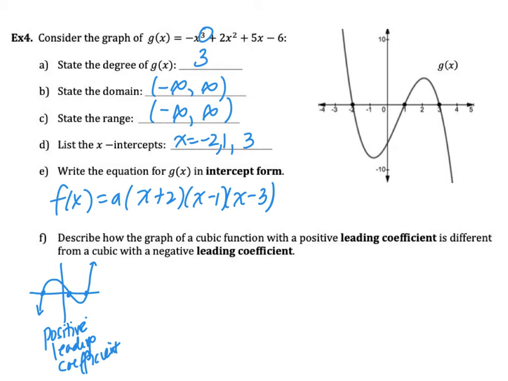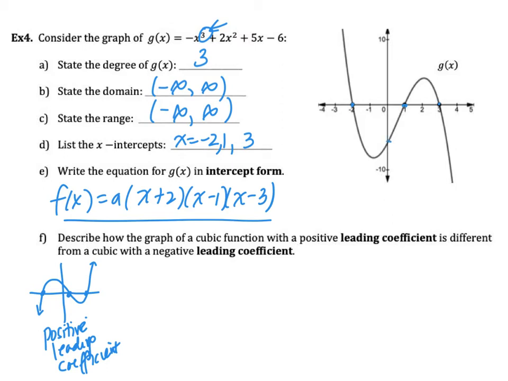All right, did you get, for part A, a degree of 3, again, because the leading exponent is 3, the highest exponent is 3, degree of 3. The domain and range are all real numbers, or negative infinity to infinity. You can see it has an x-intercept at -2, 1, and 3. And here is what I would get when I put it in intercept form.